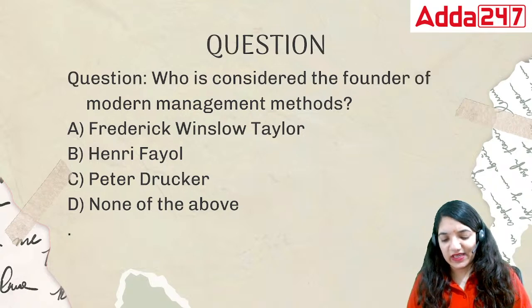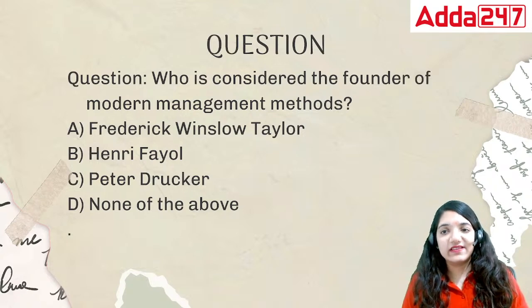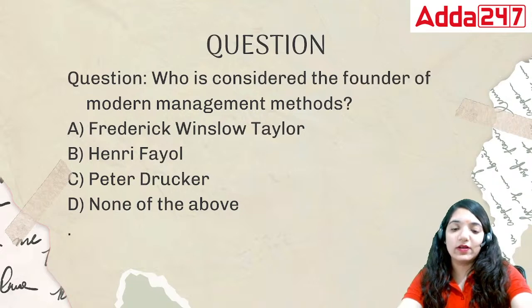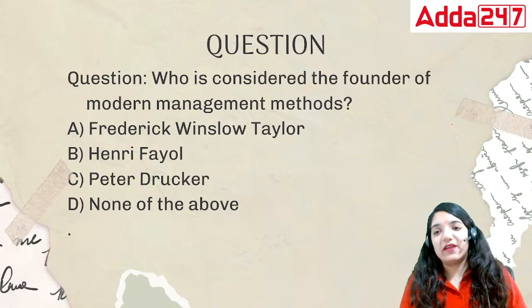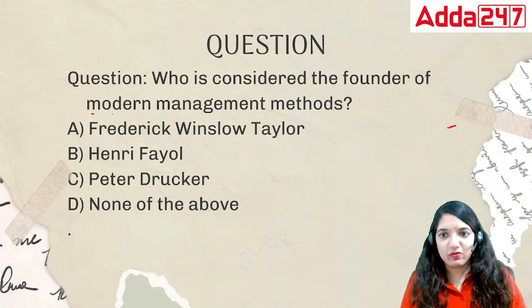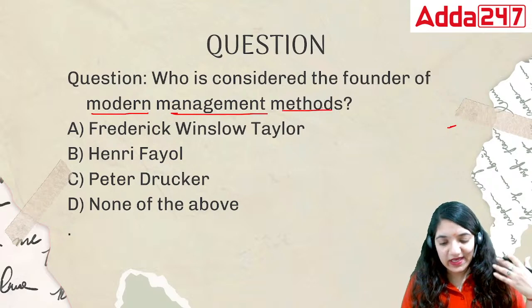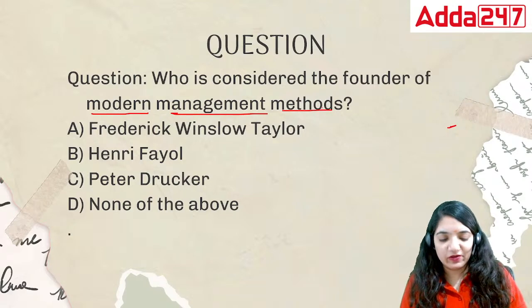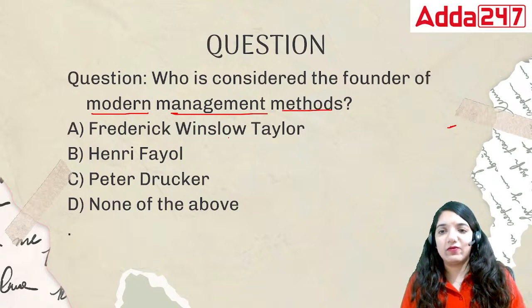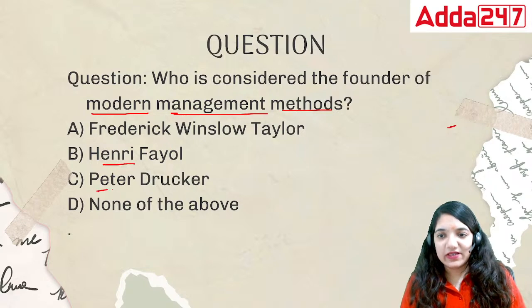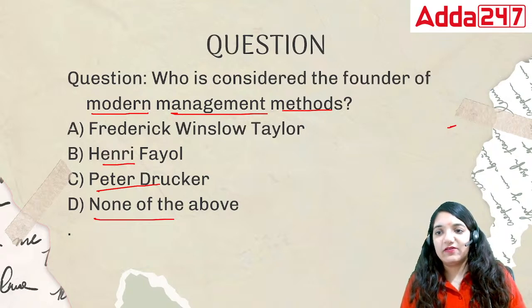Today's first question states: who is considered the founder of modern management methods? When we talk about modern management methods, there were a few people responsible for this. Frederick Winslow Taylor, Henry Fayol, Peter Drucker, or none of the above. All these three are very important names.